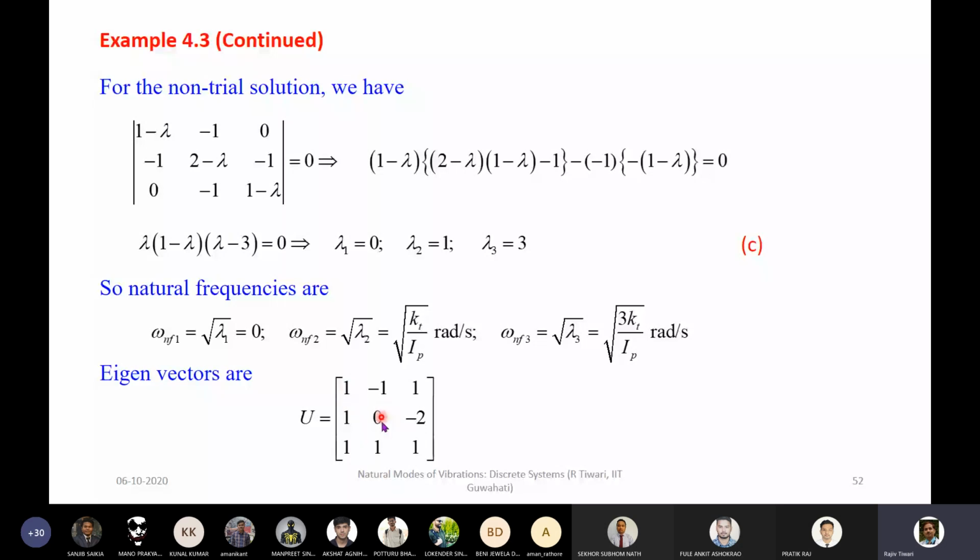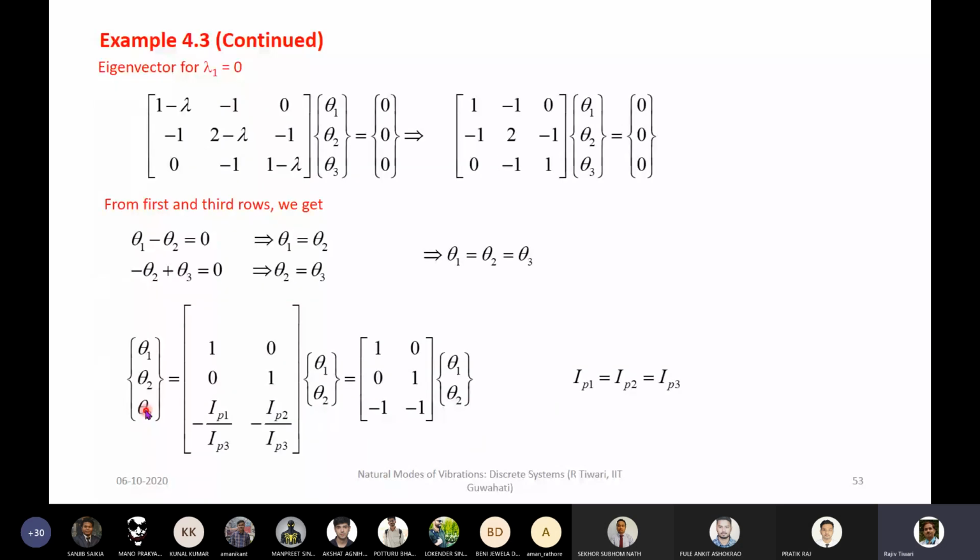On the same lines, the second column can be obtained corresponding to the second natural frequency. The third column can be obtained using the third natural frequency. So I am leaving it to you to obtain the corresponding ones using the same procedure. Now I'm using the transformation to reduce the 3 by 3 size matrix to 2 by 2, because a rigid body mode is there, so we want to eliminate that.